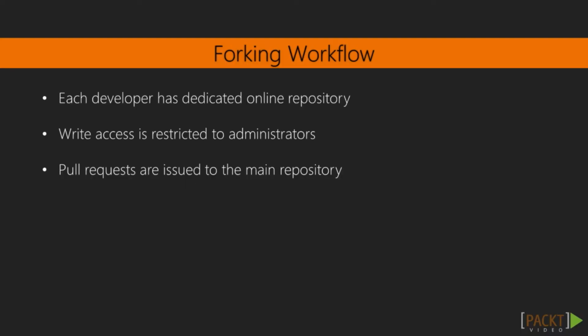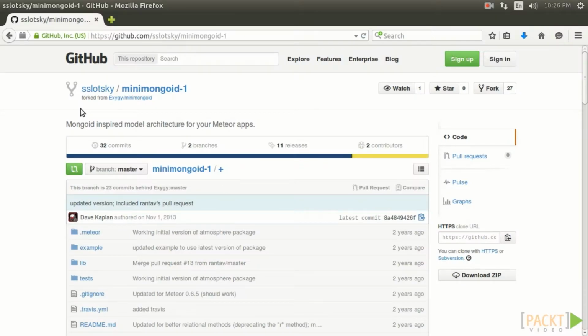The last type of workflow we'll discuss is known as the forking workflow and is most commonly used in open source projects. In this scenario, each developer has a copy in his or her own dedicated online repository. This is known as a fork. Here we can see my fork of the repository where I submitted the pull request we just looked at.